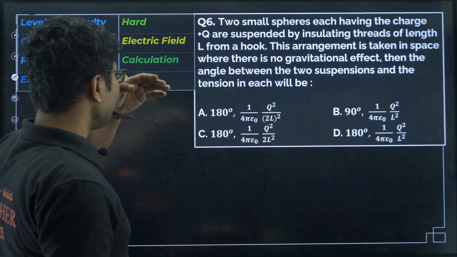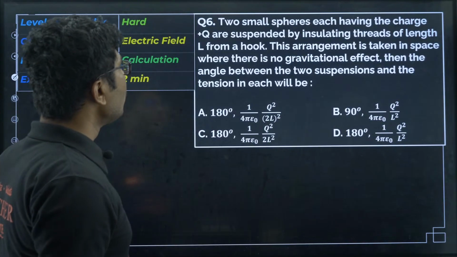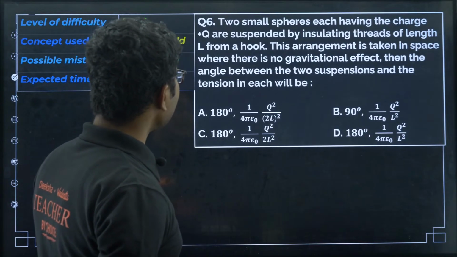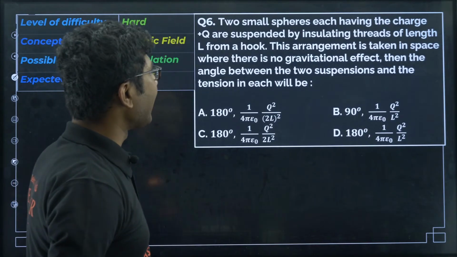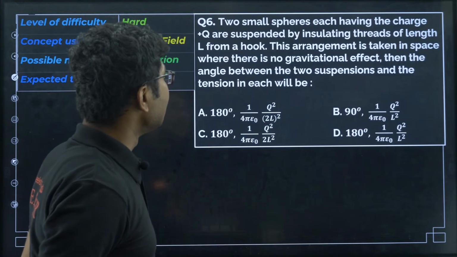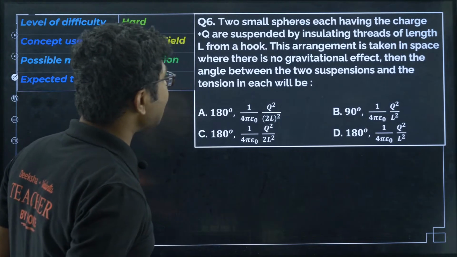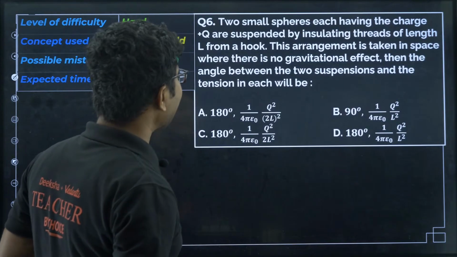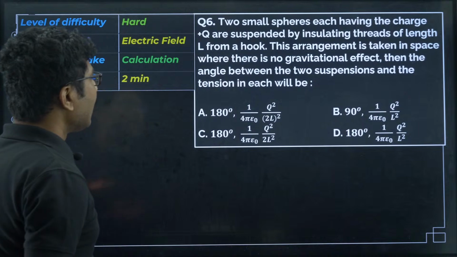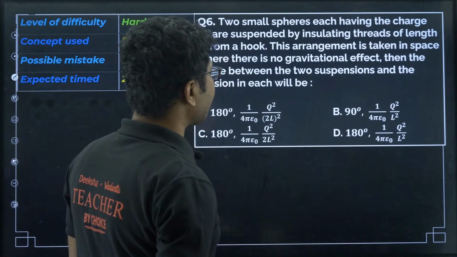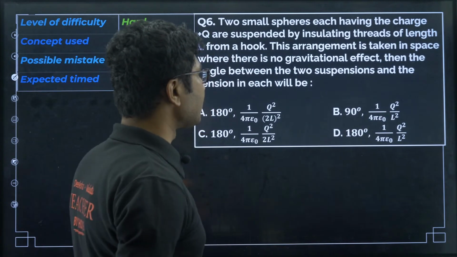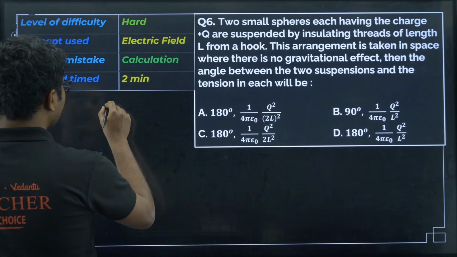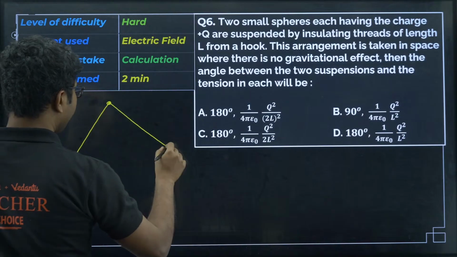Right? Now next question. Two small spheres each having the charge plus q are suspended by insulating threads of length L from a hook. This arrangement is taken to space where there is no gravitational effect. Then the angle between the two suspensions and the tension in each will be? So this is a live session, please try to solve it.